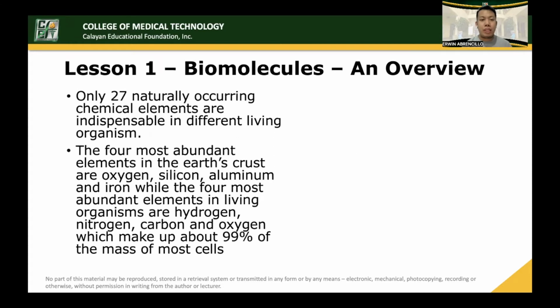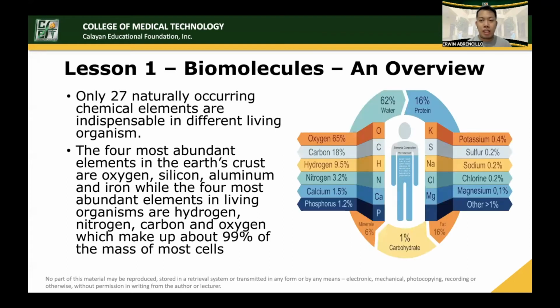So the four most abundant elements in the Earth's crust are oxygen, silicon, aluminum, and iron, while the four most abundant elements in living organisms are hydrogen, nitrogen, carbon, and oxygen, which make up about 99% of the mass of most cells. In the illustration, as you can see, on the left side are the most abundant elements in the body of an organism, particularly in a human organism.